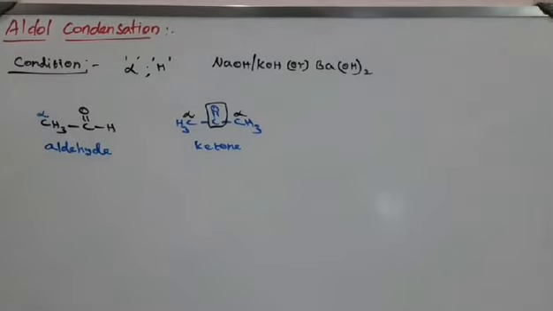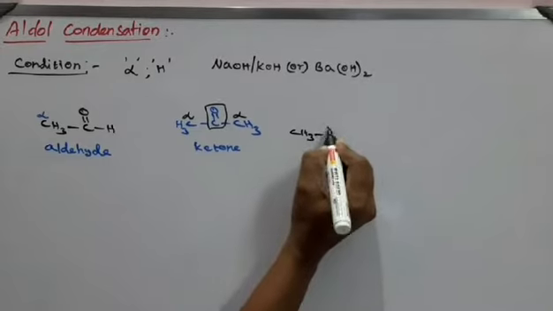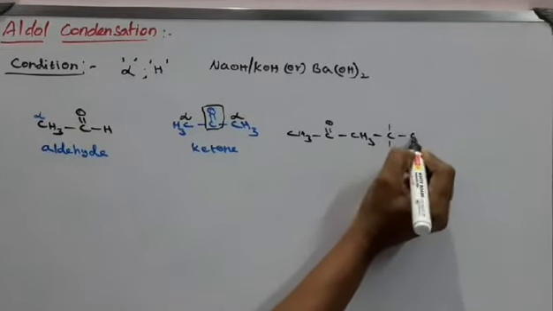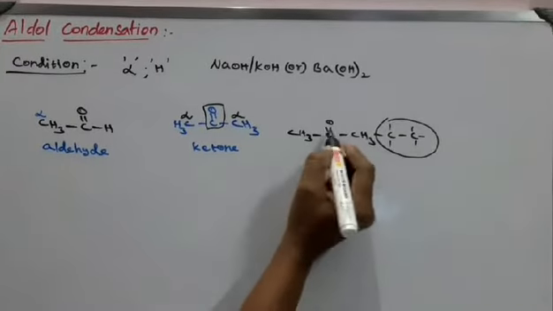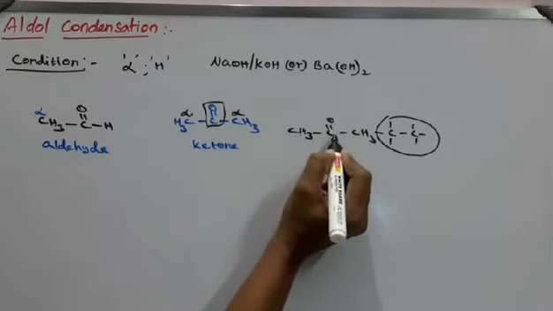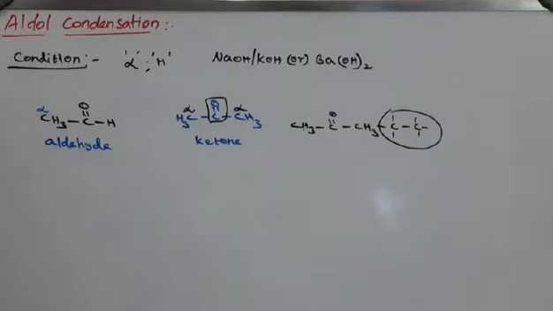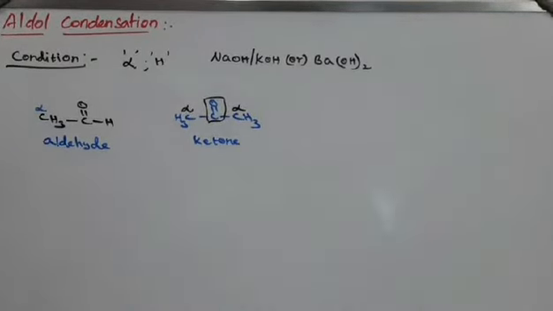Next, suppose CH3 C double bond O CH3. The next carbon atoms, we do not consider alpha; only the carbon bonded directly to the carbonyl carbon is called the alpha carbon. Next, shall we discuss what is aldol condensation.